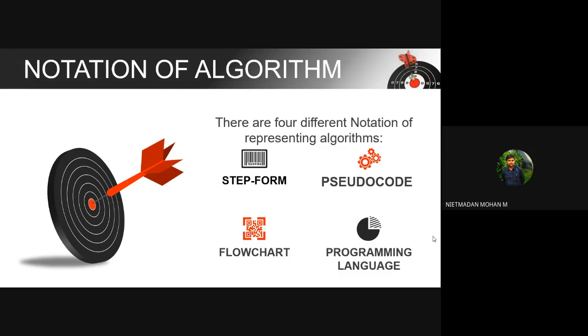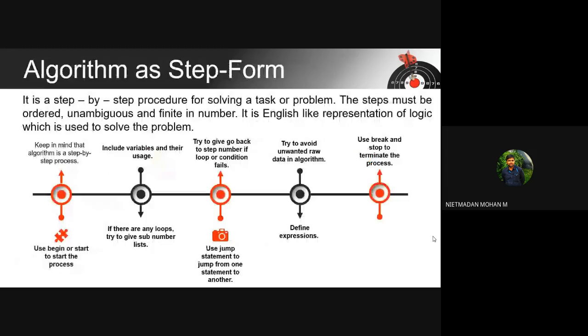So these are the notations of the algorithm that we are going to discuss. The first one is the algorithm as step form. It is a step-by-step procedure for solving a task or a problem. The steps must be ordered, unambiguous, and finite in number. It is an English-like representation of logic which is used to solve the problem. So the major thing is to solve the problem. Keep in mind that an algorithm is a step-by-step process. Use begin or start to start the process. Include variables and their usages.